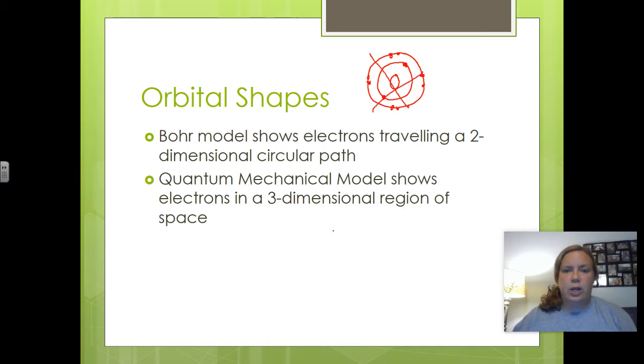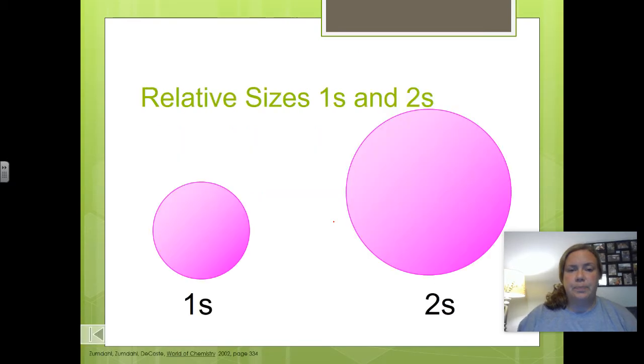And we now have the quantum mechanical model. Instead, we have a 3-dimensional region of space, and that's where the probability of those electrons is. And you guys will understand that a little bit more as we do the activities throughout this unit.